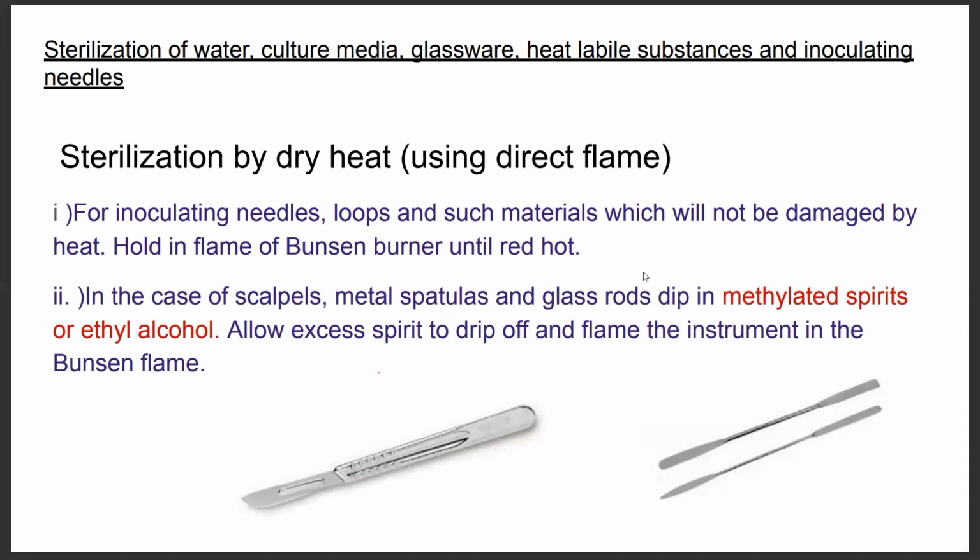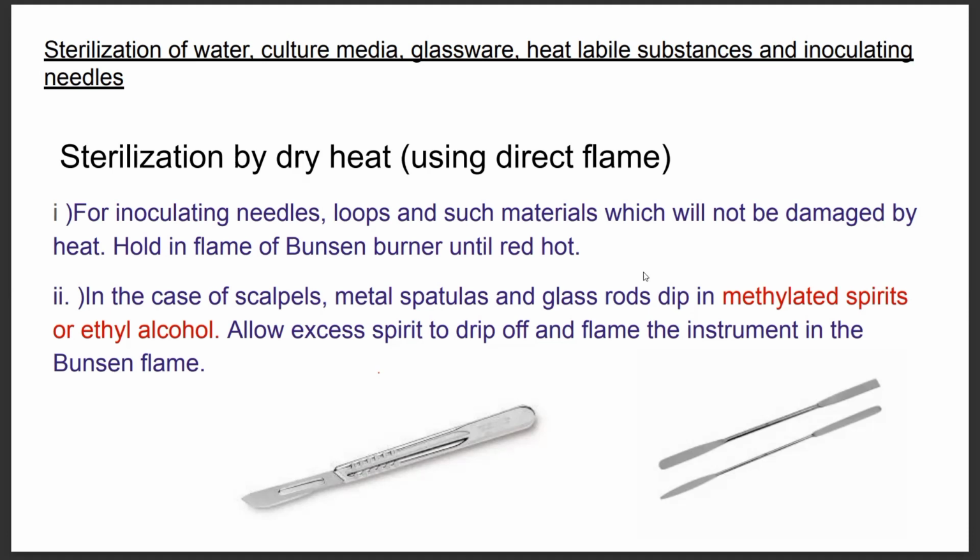Sterilization of water, culture media, glassware, heat labile substances and inoculating needles. This is practical 35 in your practical guide. Sterilization by dry heat using direct flame. Can you remember when we discussed this in the theory note, how we can do this? We have to hold the inoculating loops or needles in the Bunsen flame until they reach red hot.